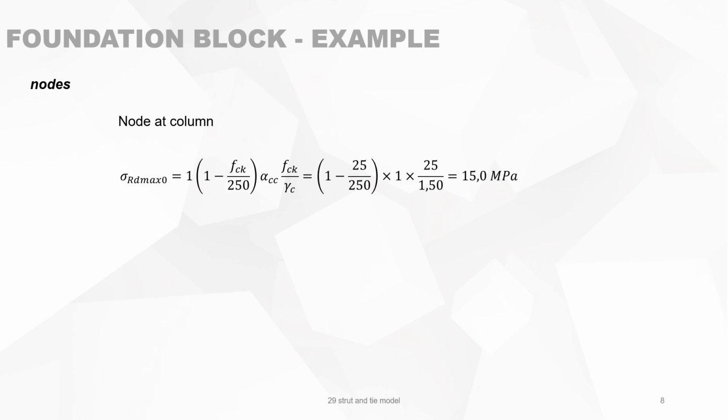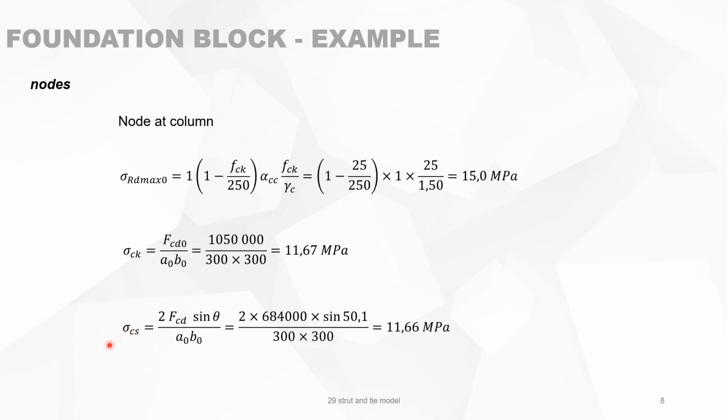The node at the column: for the maximum allowable stress, the k factor is 1. Then we have 15 megapascal as the maximum allowable stress. The compressive stress at the node on top at the side of the column is the force divided by the surface, and it's 11.67 megapascal. And at the side of the strut, it is 11.66 megapascal. So you see that even when you calculate it separately, this node, which is in compression on all sides, is a hydrostatic stress situation.